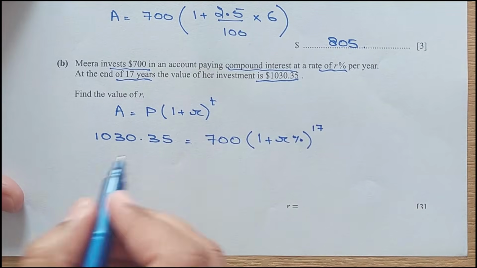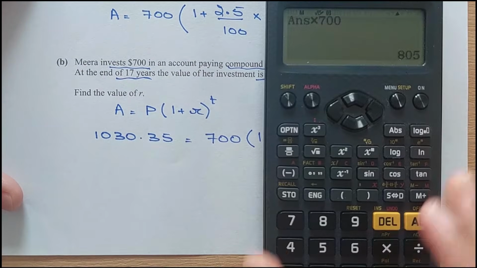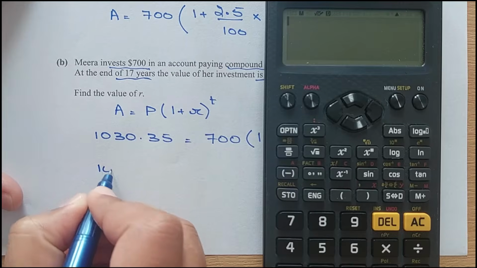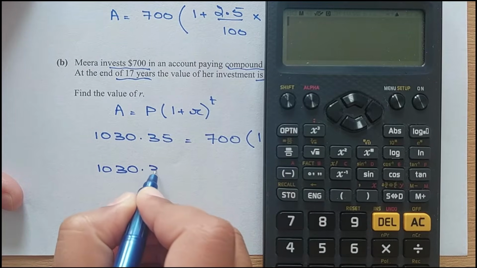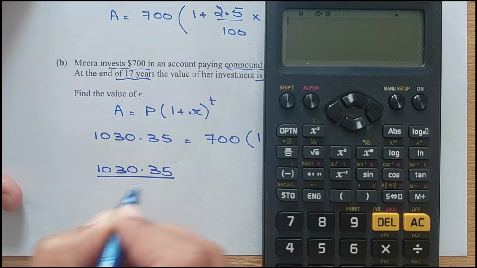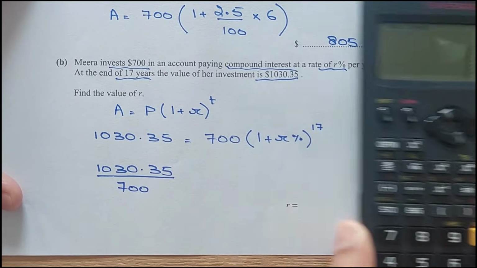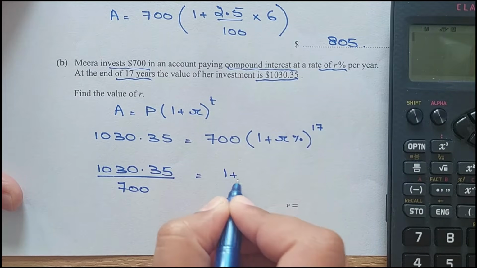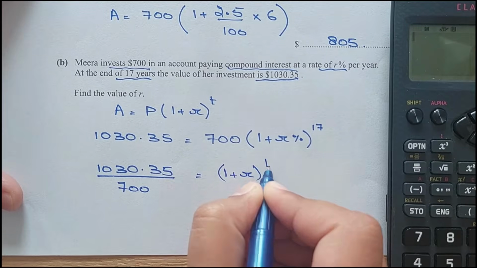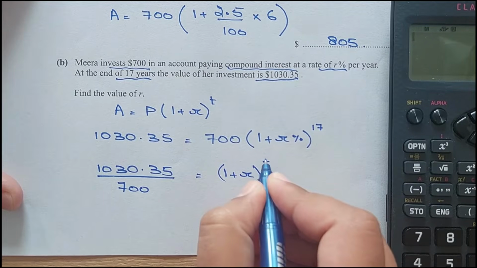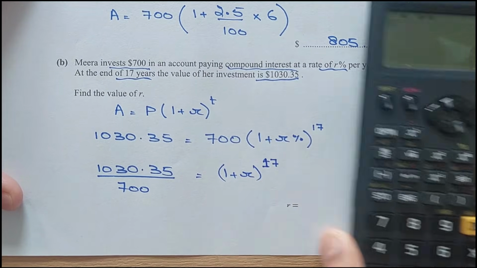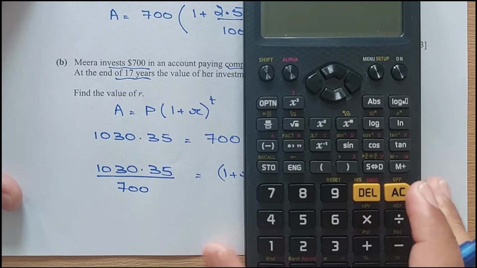Now let me simplify. So we divide here: 1030.35 divided by 700 equals (1 plus R) power T. T is 17, sorry. Let me simplify this.